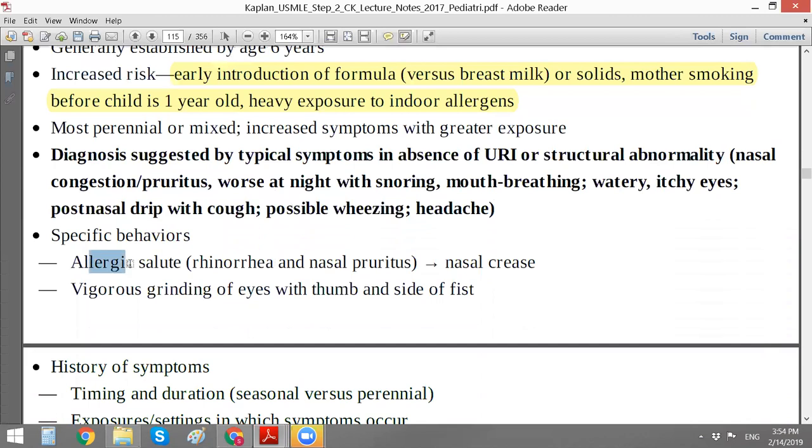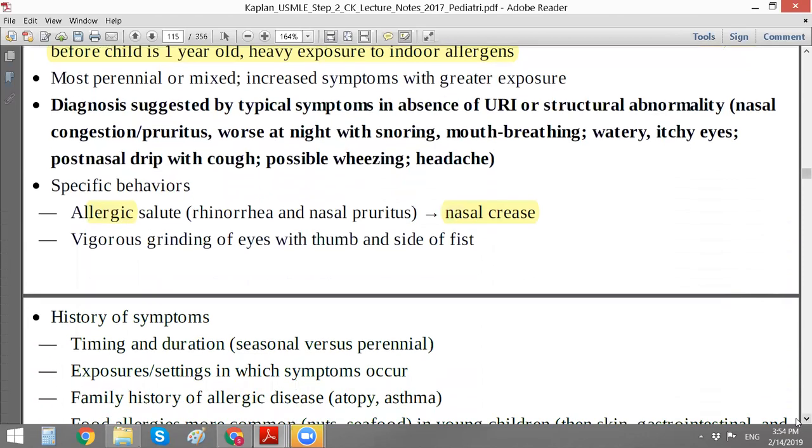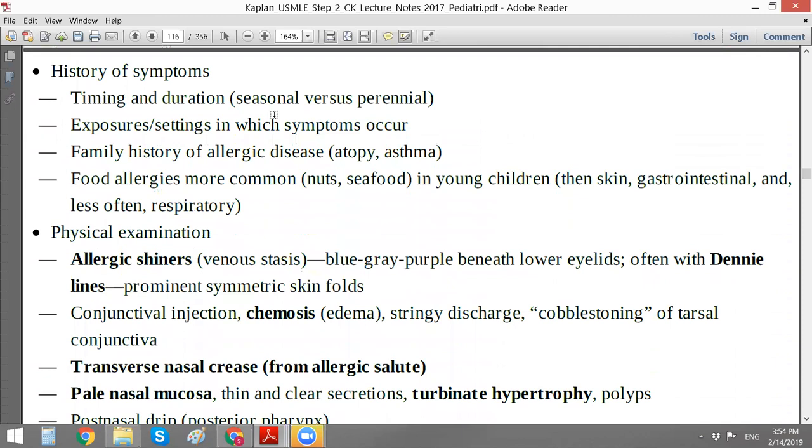Allergic salute. This is recurrent itching, and then the person is scratching, so nasal rubbing, and vigorous grinding of the eyes with the thumb and the side of the fist. History of symptoms with timing and duration, exposure setting, and food allergies.